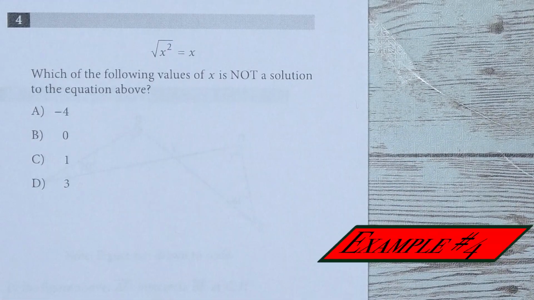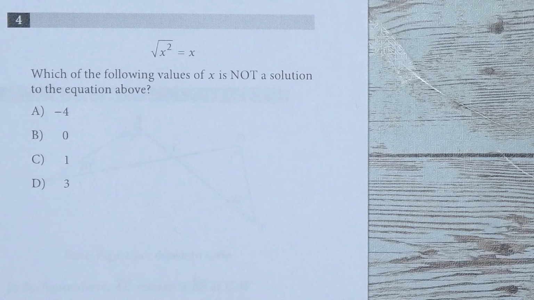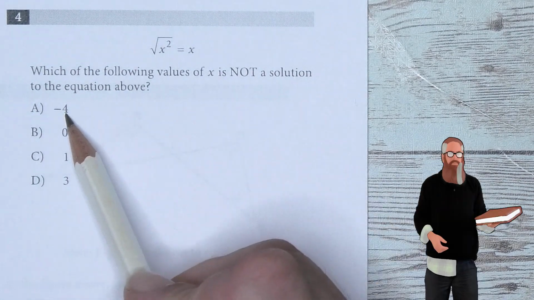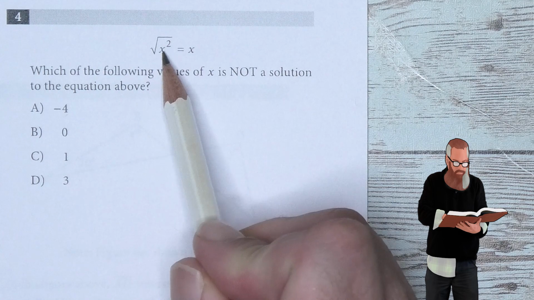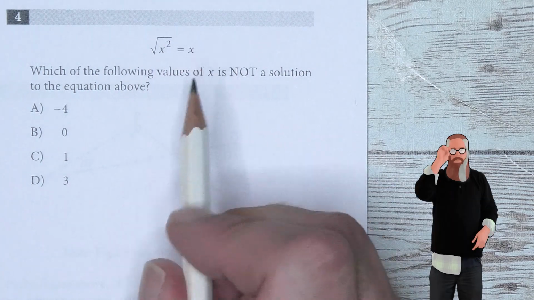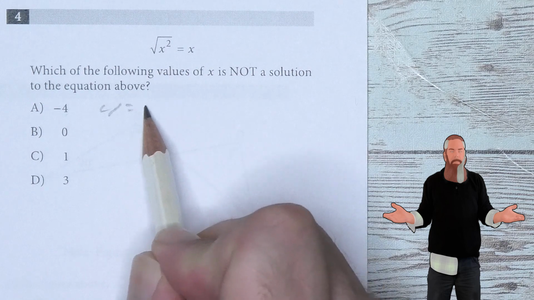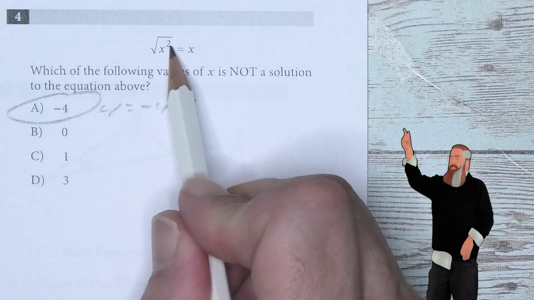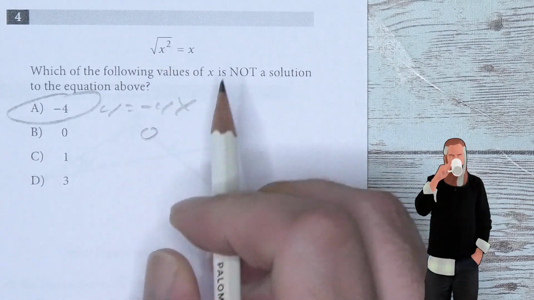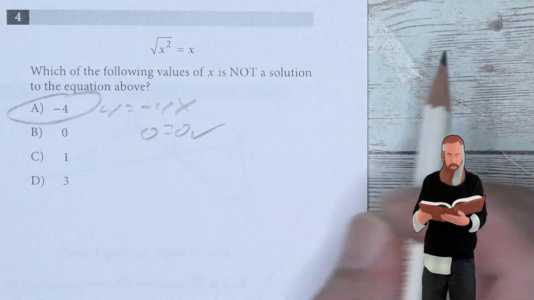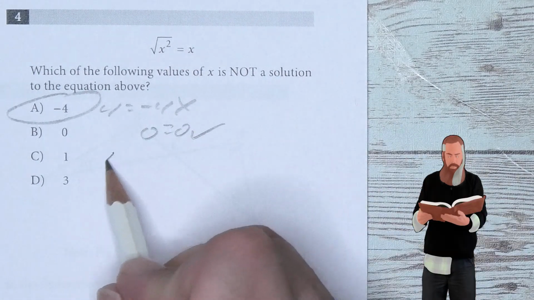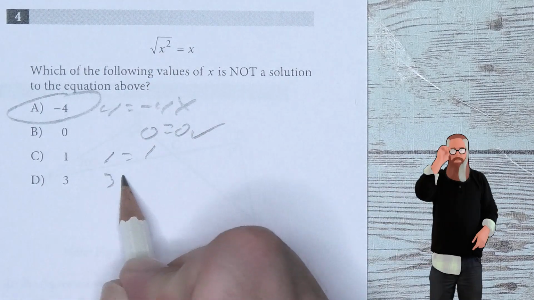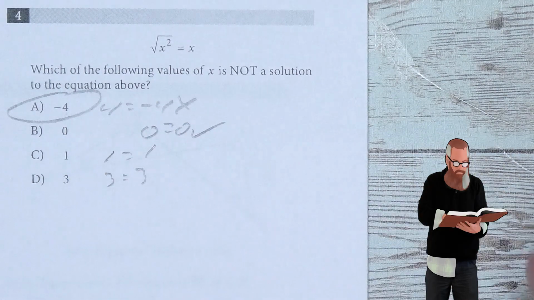Which of the following values is not a solution to the above equation? I think the easiest way to do this is simply by substitution, where negative 4 squared is positive 16, and 16 square rooted would be 4. Now, is that equal to negative 4? No, it is not. So it looks like A is the answer. 0 squared is 0, square rooted is 0, which is equal to 0, that would work. 1 squared is 1, square rooted is 1, that would be equal to 1. 3 squared is 9, square rooted is 3, and that would also be equal to 3, so yes, A is the answer.